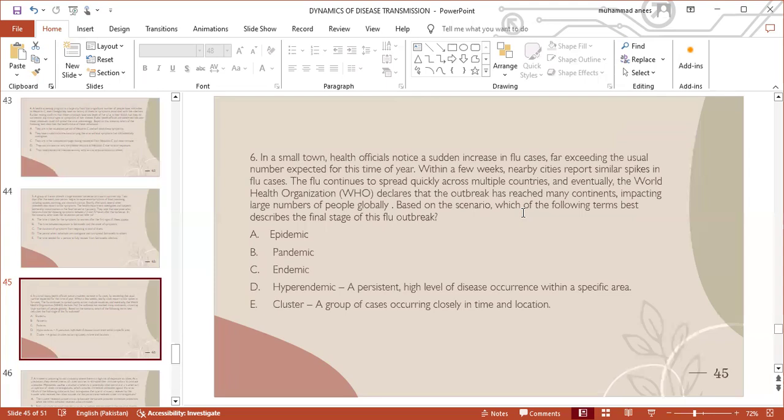So, which of the following terms best describes the final stage of this flu outbreak? A. Epidemic. B. Pandemic. C. Endemic. D. Hyperendemic. E. Cluster. B. Yes, B. Pandemic.